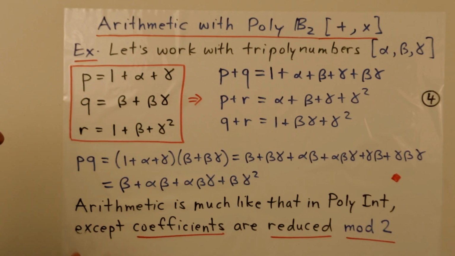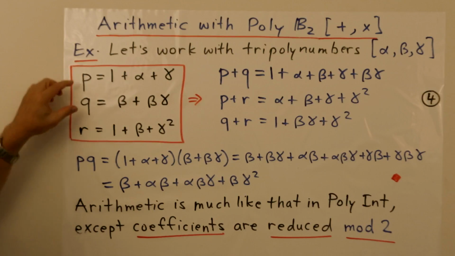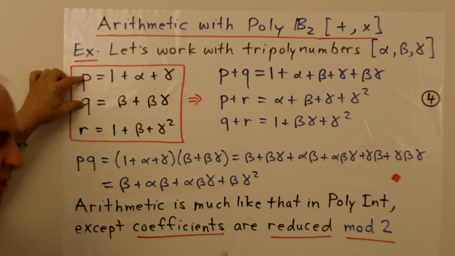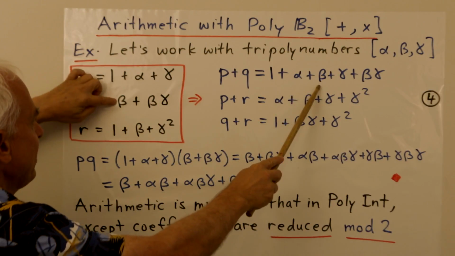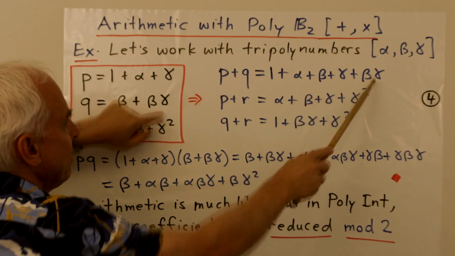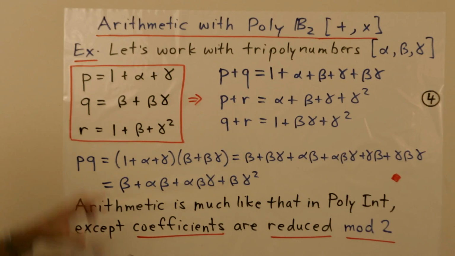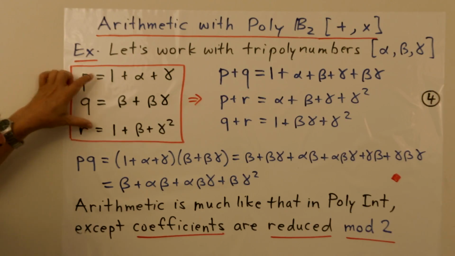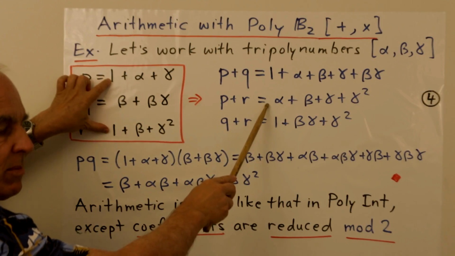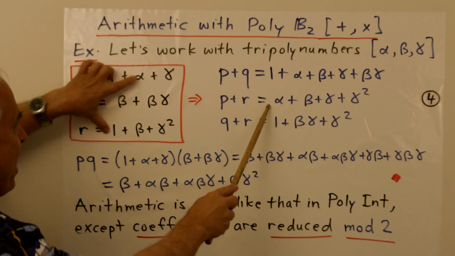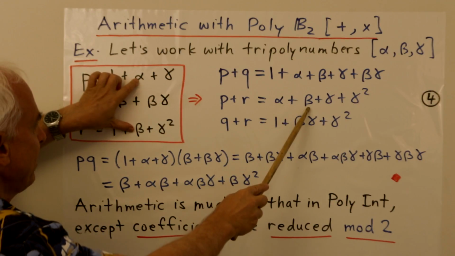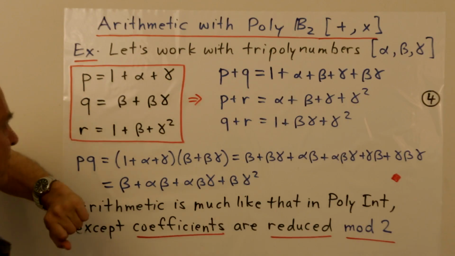Okay, so how do we do arithmetic with these things? Well, to add them, we add them, but we do so with the arithmetic mod 2. So P plus Q, we get a 1, we get alpha, we get beta, we get gamma, we get beta gamma, we add them all up. What about P and R? Well, we get 1 plus 1. But what is 1 plus 1? It is 0. So there's no constant term. We have an alpha, we have a beta, we have a gamma squared.